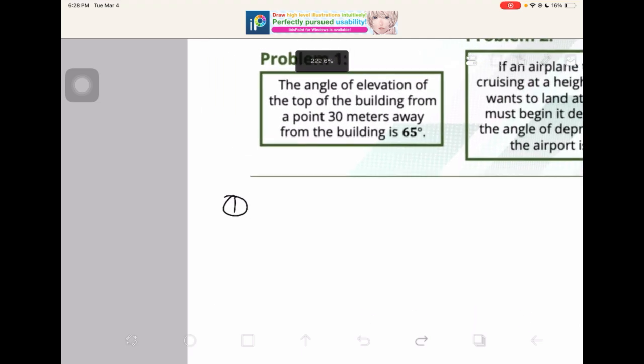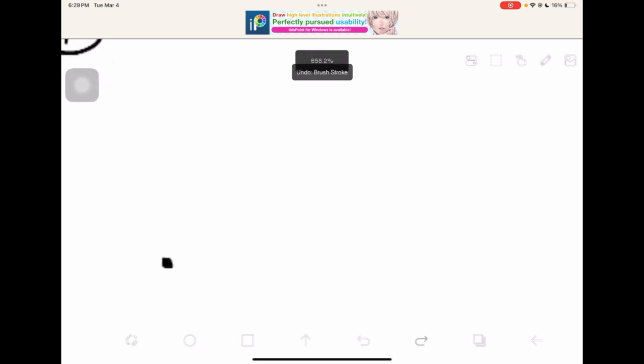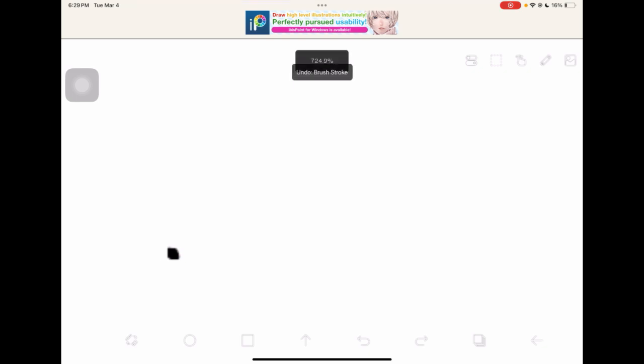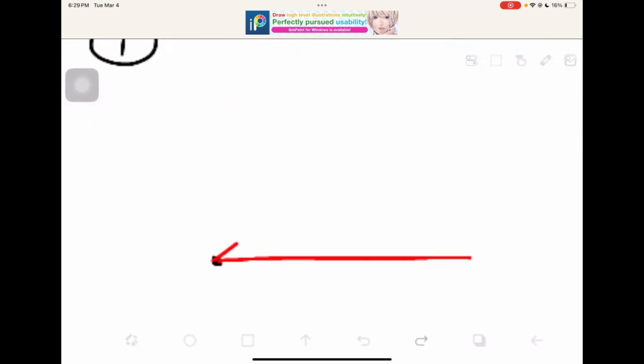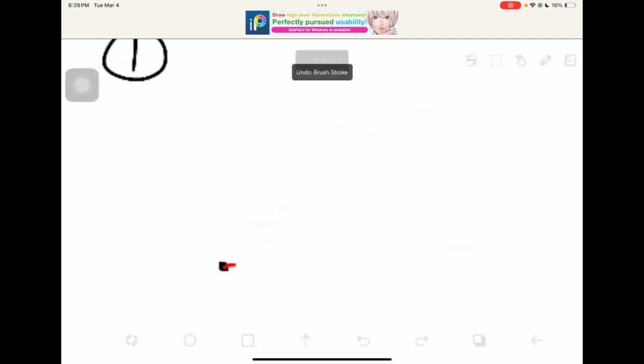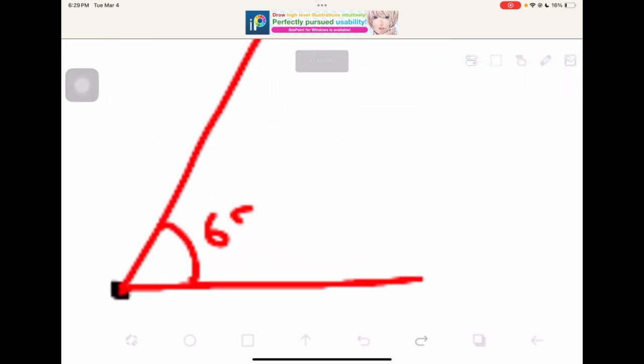Let's draw that. Remember, you're the person over here. The angle of elevation means that you have to go up, like you have to rotate this arm like this. And you have to ensure in this case that the angle you form is 65 degrees. So let's just draw a 65-degree angle, approximately. Okay, I think this is roughly a 65-degree angle. So let's label that 65 degrees.